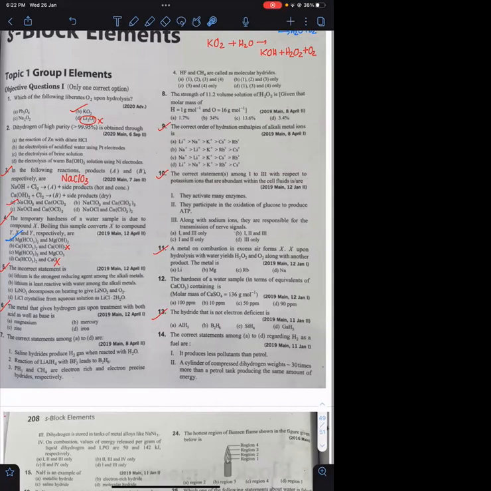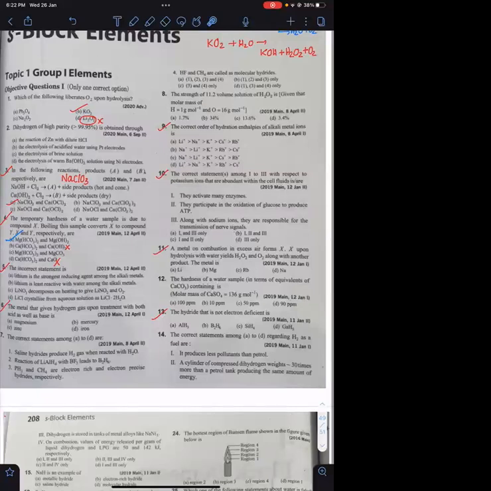Look at option B, lithium is least reactive with water among the alkali metals. That's the right statement. Chaitanya, you are laughing a lot. Okay, fine. Option B, it's a right statement.